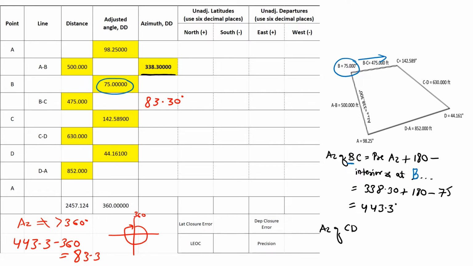Okay, so what's the azimuth of CD? Again, previous azimuth plus 180 degrees minus the angle at the starting point of the line CD, right? The starting point of the line CD is C. So you take the angle at C. The previous azimuth would be 83.3 plus 180 degrees minus the angle at C, which is 142.589. Do this.